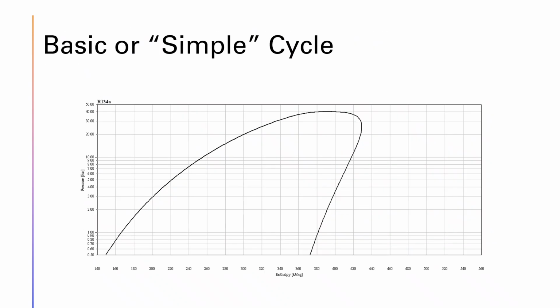Okay, so let's start with the simple or basic cycle. We've got a saturated liquid line on the left and a saturated vapor line on the right. Here we have the compressor. So at the entry point to the compressor, the suction of the compressor, it then gets increased in pressure and temperature until it exits the discharge of the compressor.